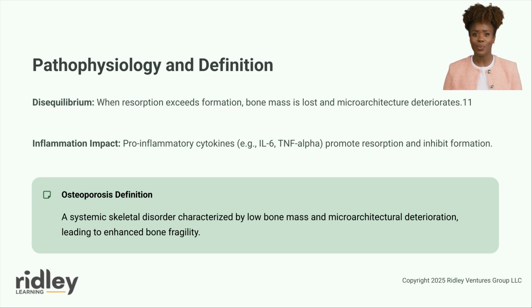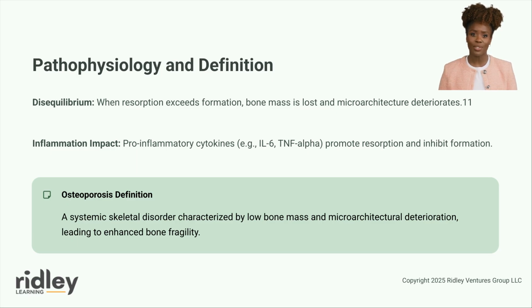However, when this equilibrium is disrupted, whether through hormonal changes, aging, nutritional deficiencies, inflammatory conditions, or other pathological states, a negative remodeling balance ensues. Bone resorption exceeds formation, resulting in progressive loss of bone mass and deterioration of microarchitecture. The cytokine environment within bone significantly influences this balance.